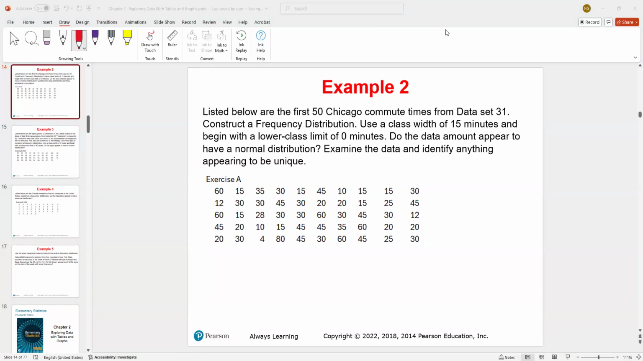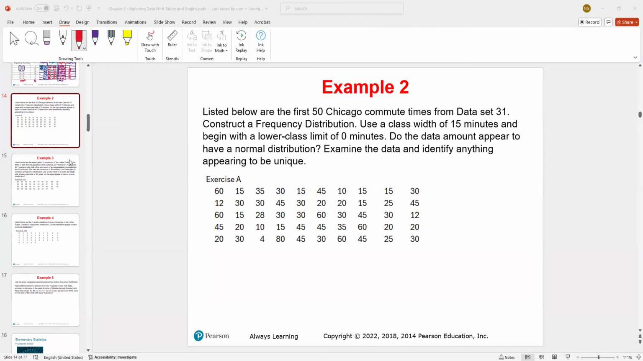In this video, we're going to continue with section 2.1, frequency distribution for organizing and summarizing data. I didn't want the previous video to be too long, so I cut it off and came back.